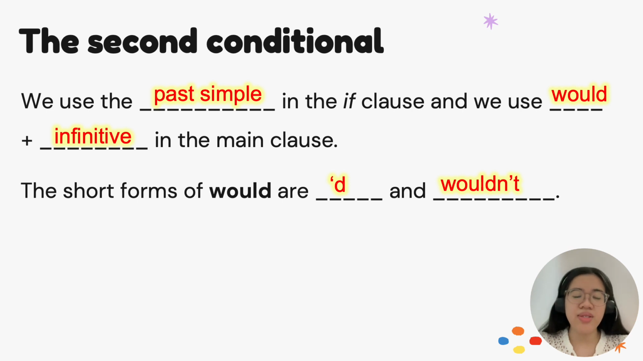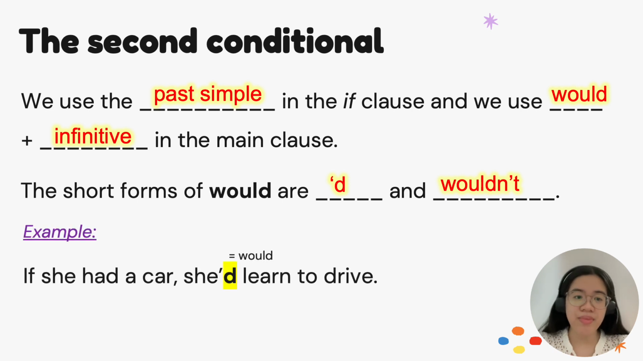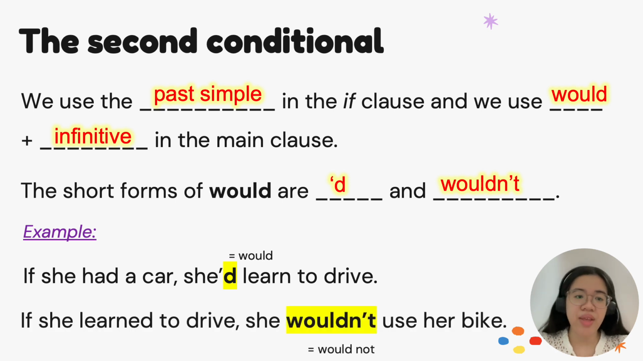If clause chúng ta sẽ sử dụng thì quá khứ đơn, và ở main clause ta sẽ sử dụng would cộng với lại là verb nguyên mẫu. Đây là hai cái cách viết tắt của would ở thể khẳng định và would not. I have an example. If she had a car, she'd learn to drive. If she learned to drive, she wouldn't use her bike.